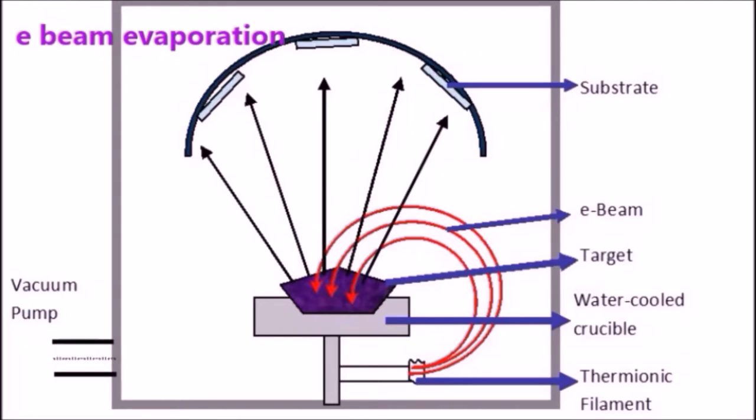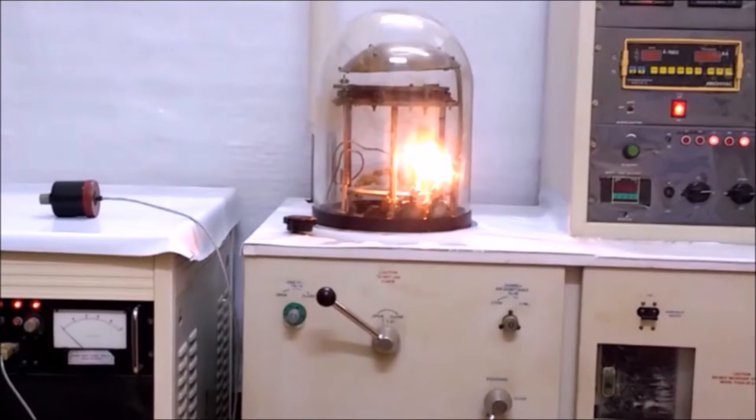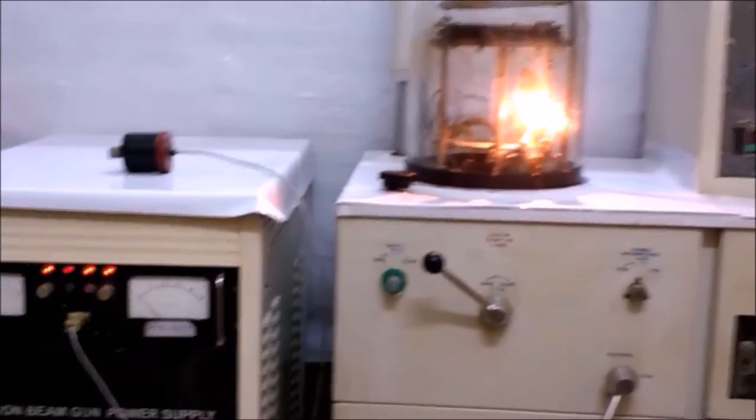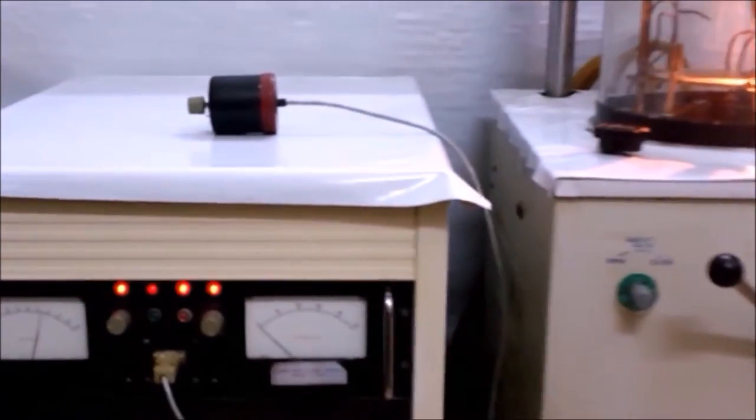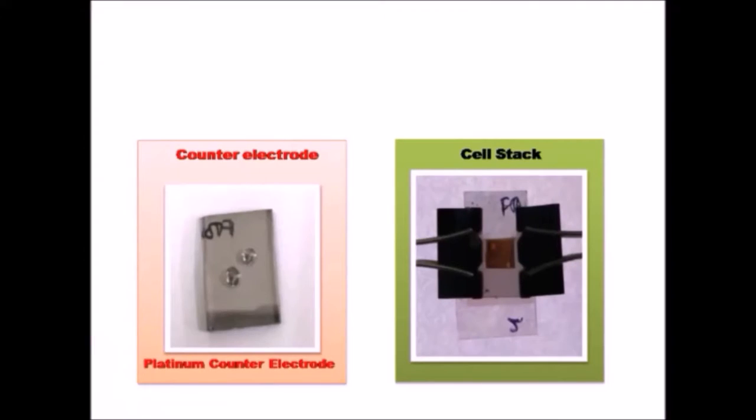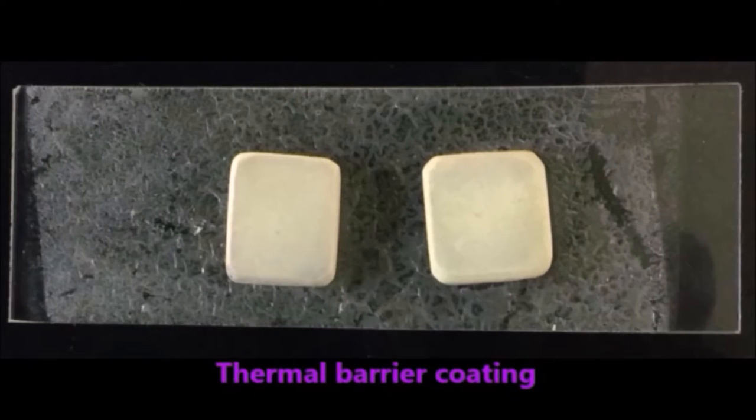Electron beam evaporation is an extremely versatile technique where the material to be deposited is targeted using a high-energy electron beam. The emission voltage ranges from 8 to 10 kilovolts with a deposition rate of 10 to 100 angstroms per second. Materials with a high melting temperature of about 3000 degrees Celsius can be coated. Presently, we fabricate platinum counter electrodes for dye-sensitized solar cells and yttria-stabilized zirconia for thermal barrier coatings.